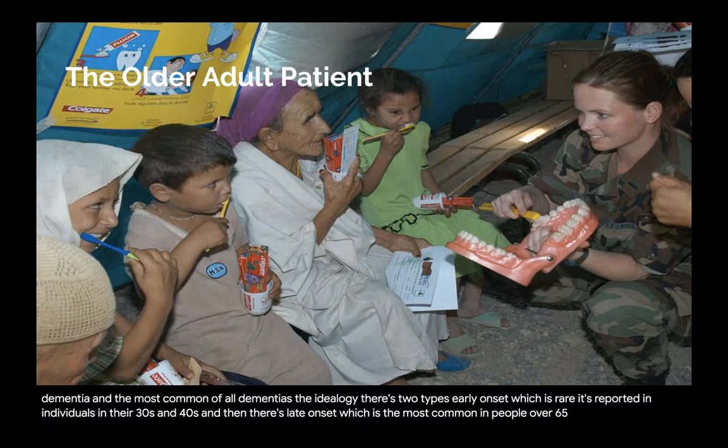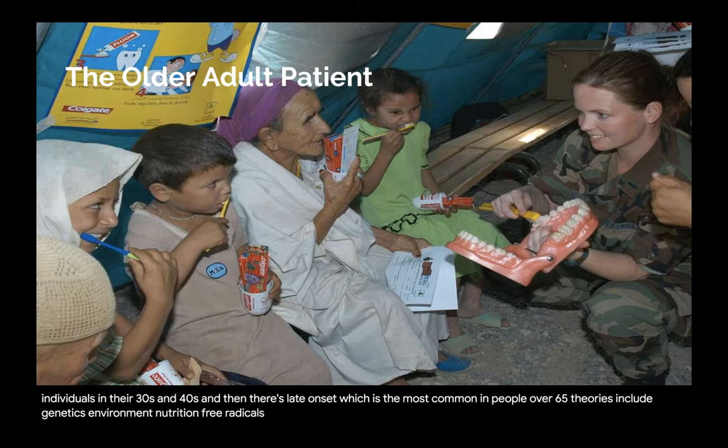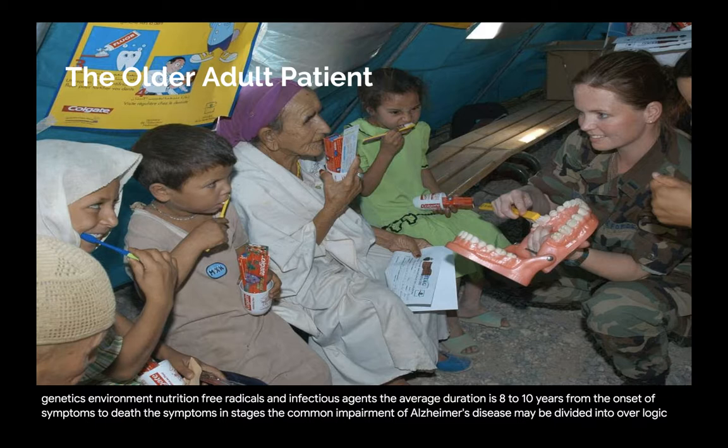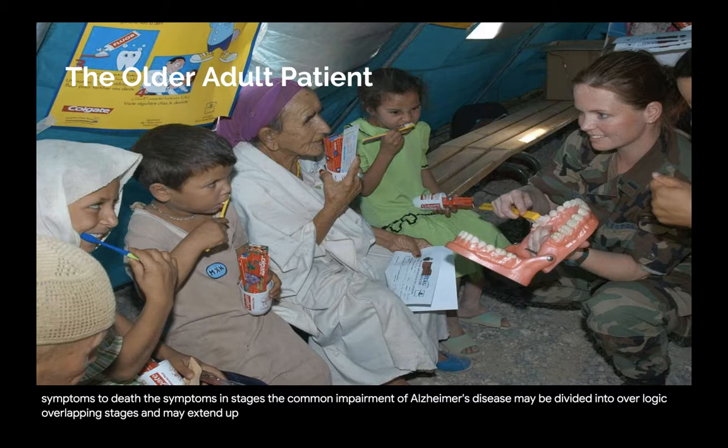The etiology is unknown, and theories include genetics, environment, nutrition, free radicals, and infectious agents. The average duration is 8 to 10 years from the onset of symptoms to death. The symptoms and stages: the common impairments of Alzheimer's disease may be divided into overlapping stages and may extend up to 20 years. The stages of Alzheimer's disease. Stage 1, normal function. Stage 2, very mild.